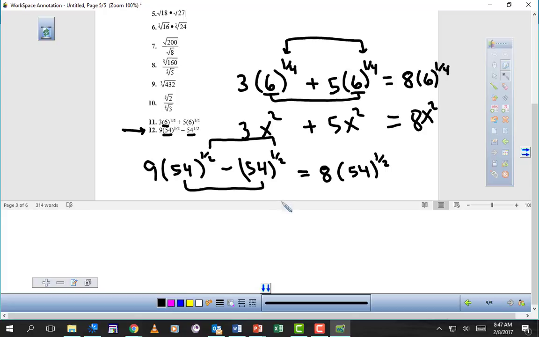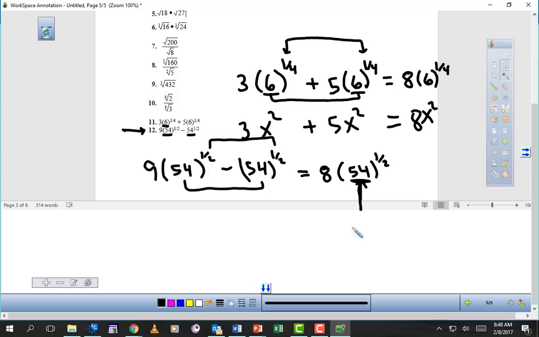Now, hold up just a second. We might be done, but can we simplify anything inside of here? Is there anything inside there that can come out? 54. Now we're looking for perfect squares, not cubes. Are there any perfect squares? Because remember, a half would cancel off a perfect square.